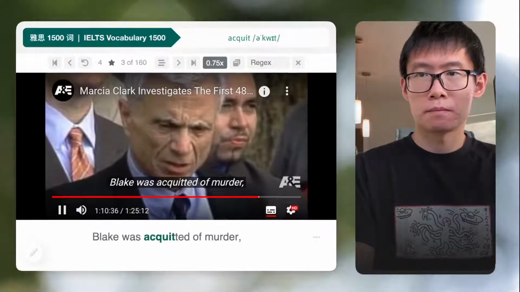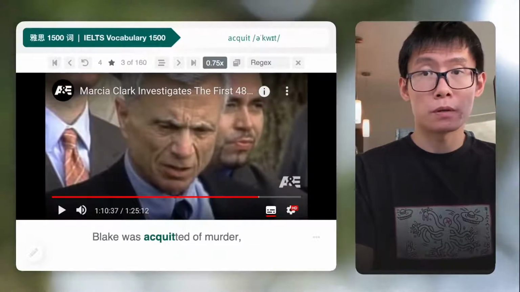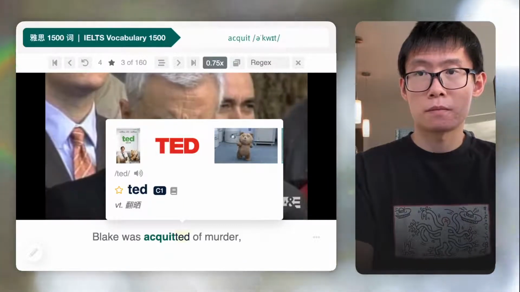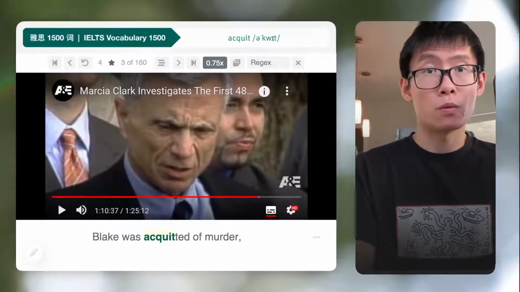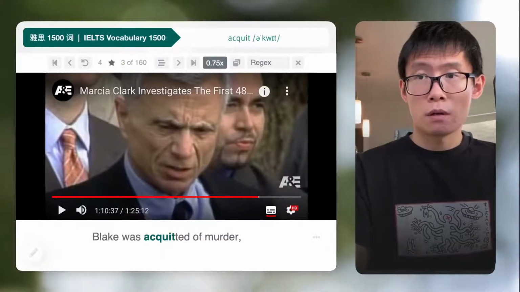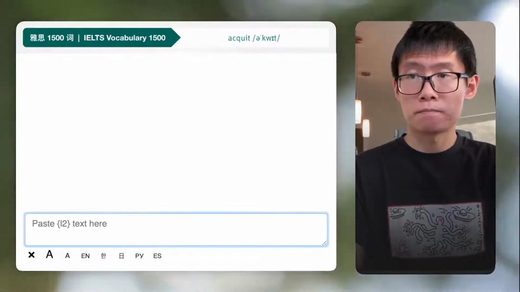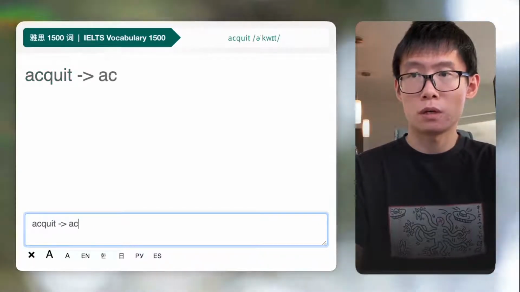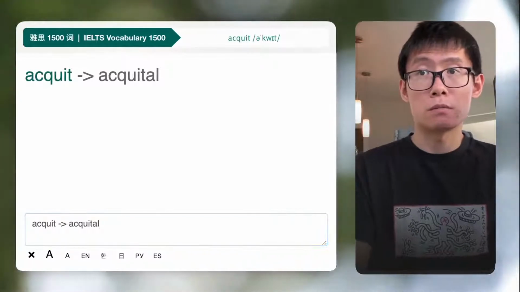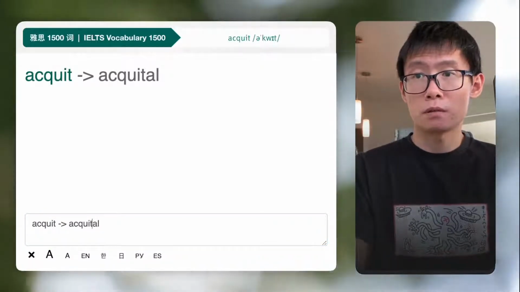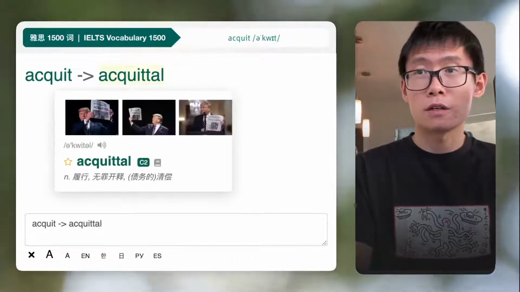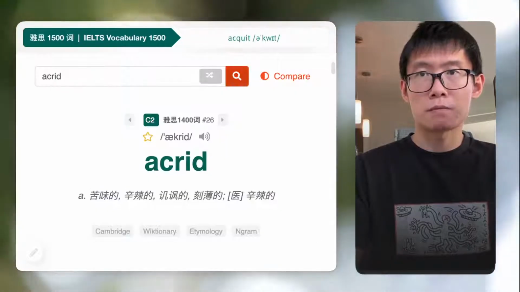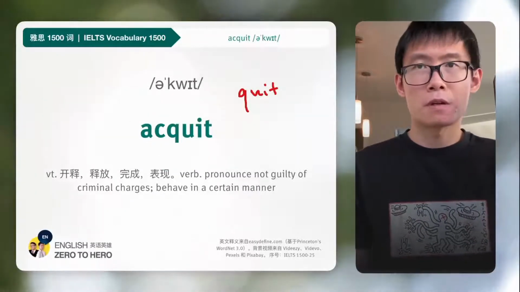Blake was acquitted of murder. So he was told that you're okay. You have no crime. Right? 他被判无罪啊，这叫做 acquit. The noun form of that is acquittal. So acquit becomes acquittal. 这是名词形式是 acquittal. 哎，两个 t，two t's 哈，acquittal. All right, so that is acquit. Any questions? All right, let's continue.